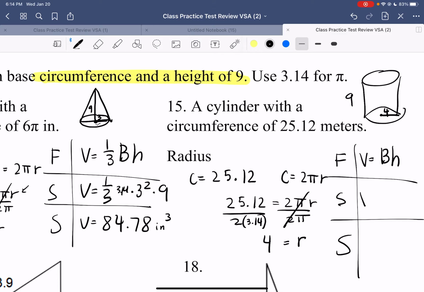So from here, formula, substitute, solve for the volume of a cylinder. Capital B is the area of the base, so 3.14 times 4 squared times 9. We get a volume of 452.16.